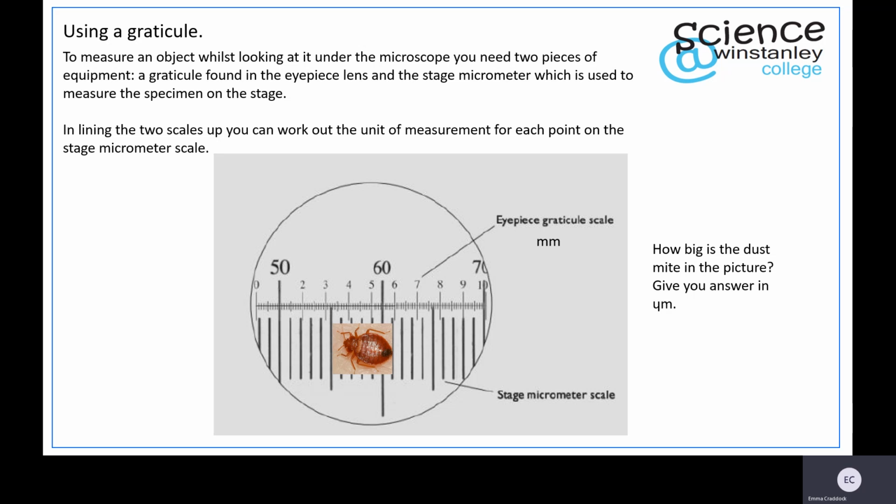So I have my dust mite. How big is the dust mite in the picture? And give your answer in micrometers.